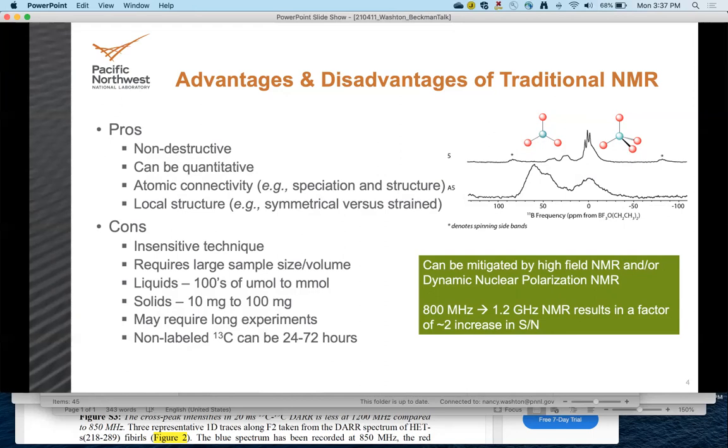The insensitivity of NMR requires large sample volumes and may result in long experiment runtimes. In part, these factors can be mitigated by using high-field NMR or dynamic nuclear polarization. In fact, a factor of almost 2 in signal to noise is gained when going from 800 megahertz NMR to 1.2 gigahertz NMR.